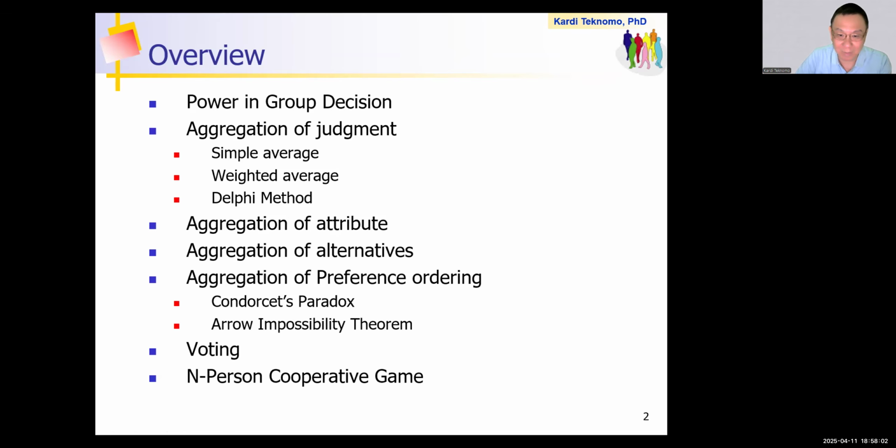And the last one is very interesting. We call this n-person cooperative game. So this is actually game theory already, but instead of game under conflicts, now we talk about game under cooperation. Okay, so let's start.